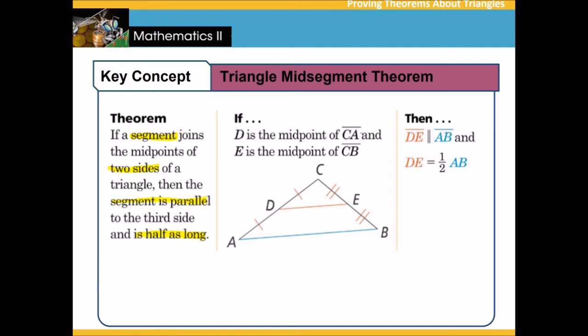D is the midpoint of CA. So here's our midpoint. And E is the midpoint of CB. Here's our midpoint. And remember that these lines tell us that these two segments are the same length, and these lines tell us the segments are the same length. So DE is parallel to AB, and DE is half the length of AB. Remember, that's important.